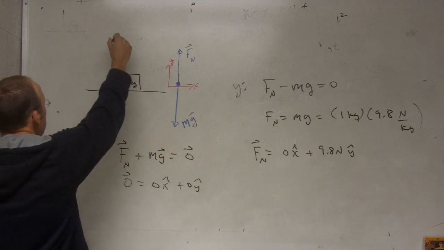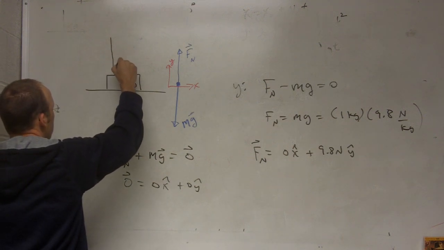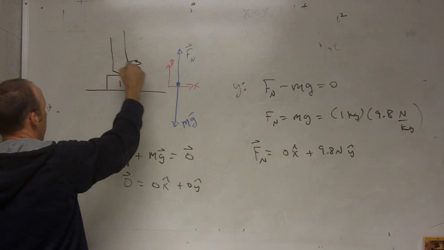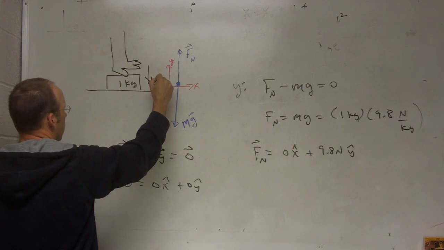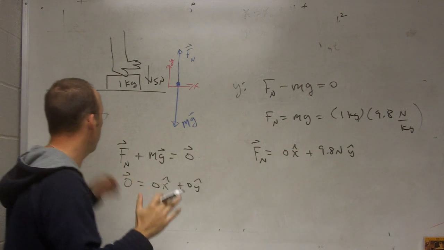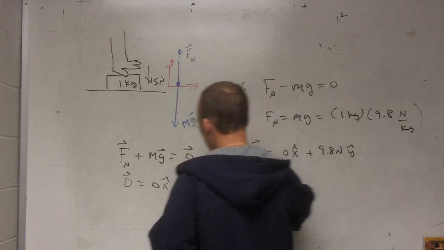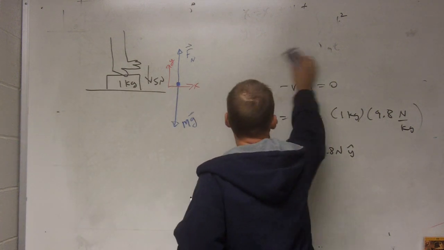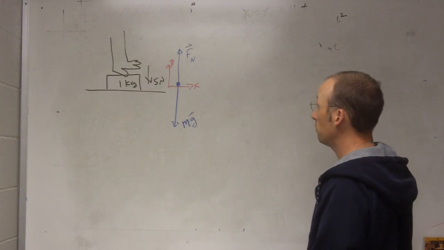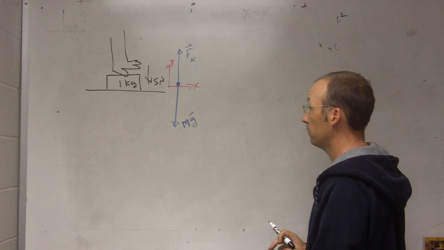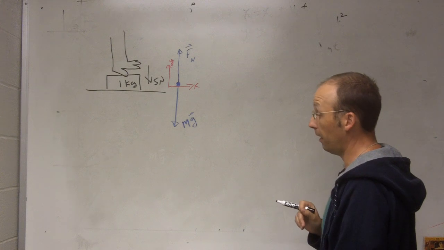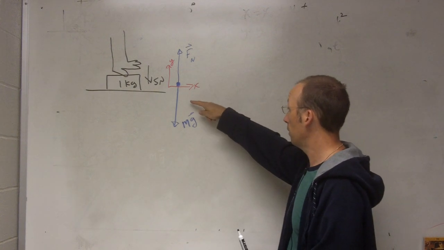What if I take my hand and I push down with 5 newtons? So it's a book and I'm pushing down with 5 newtons. What changes? Let's erase all this. Well, my free body diagram is going to change. So what changes? So I'm going to have to add an extra force right here.